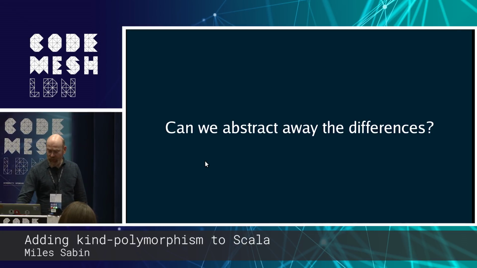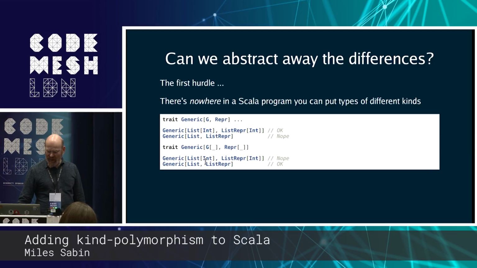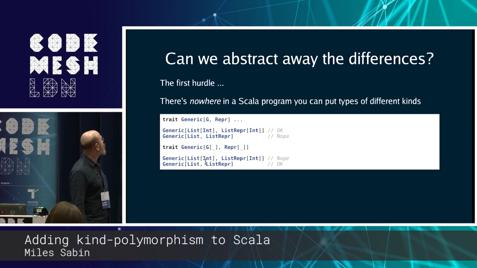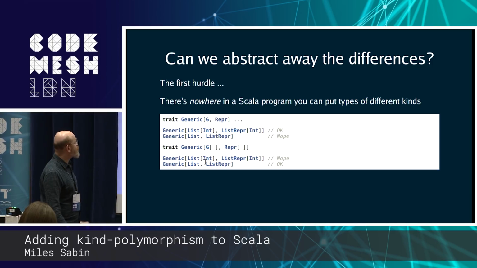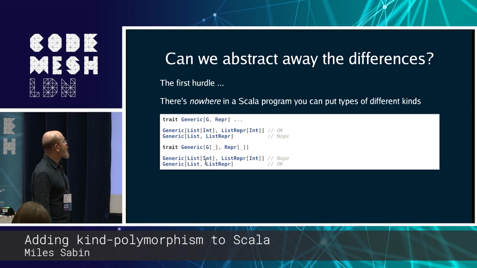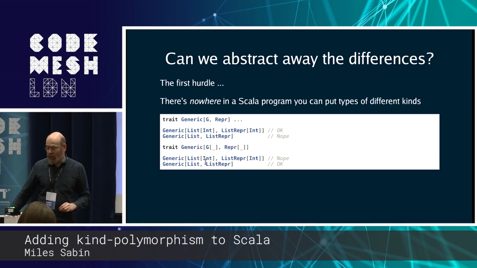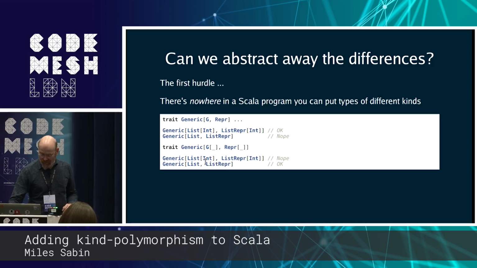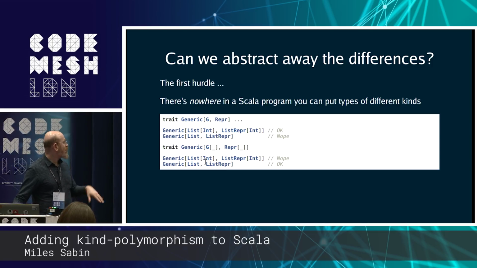Okay, so can we abstract away the differences between the kinds? Is there some way that we can gloss over the differences? And the answer is, well, yes-ish. So the first hurdle, if you remember I mentioned, is that there is literally nowhere in a Scala program that you're allowed to put a type of two different kinds. So there is no construct which can be instantiated both at Int and at List. Not even with weird syntactic trickery. There is just nothing.